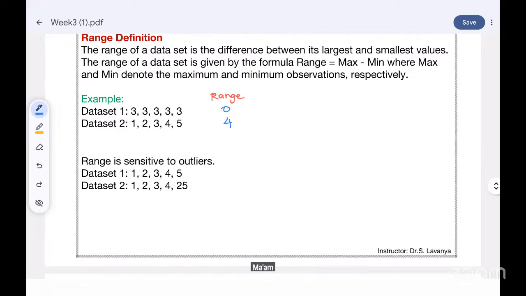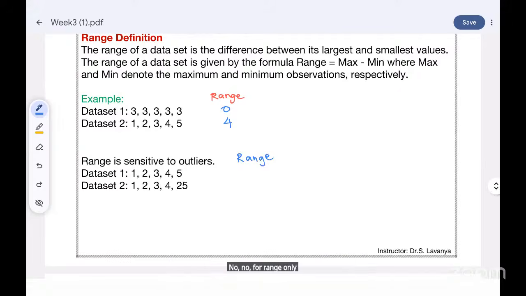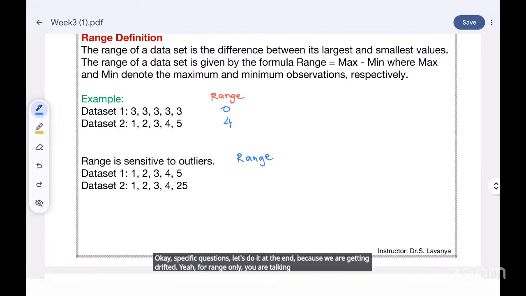Ma'am, I have a question. Yes, can you write the question? Specific questions, let's do it at the end, because we have drifted. You're talking about a specific question for range only. Let me complete all the topics quickly and then I'll get back to your question.